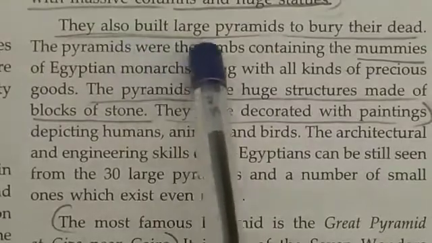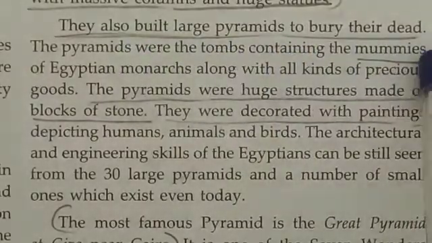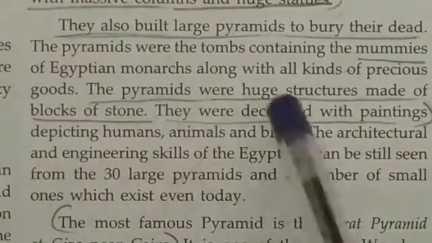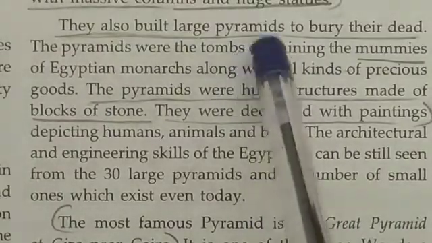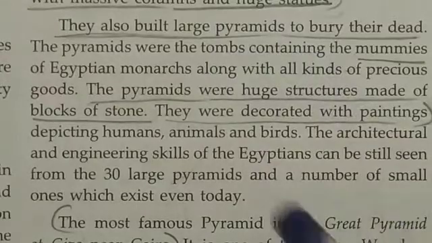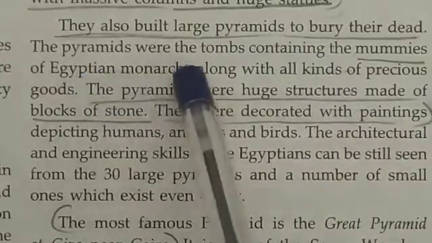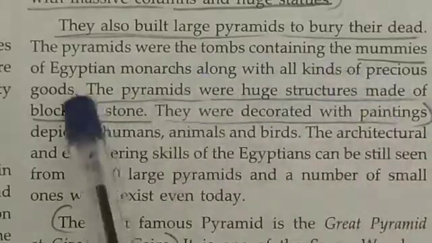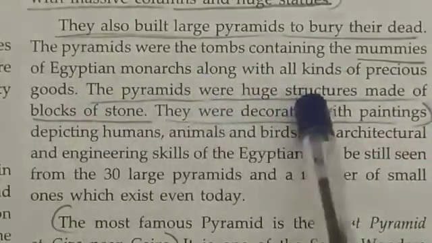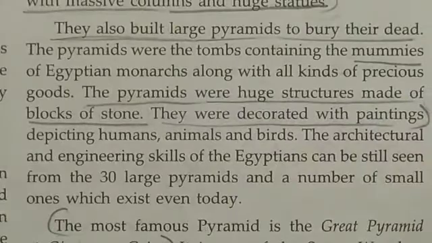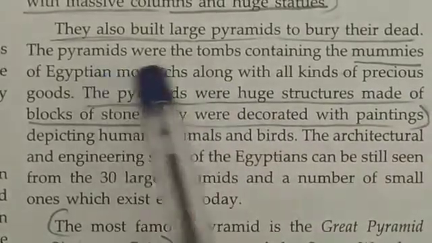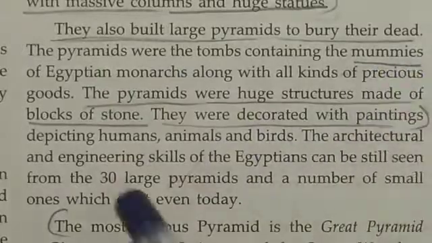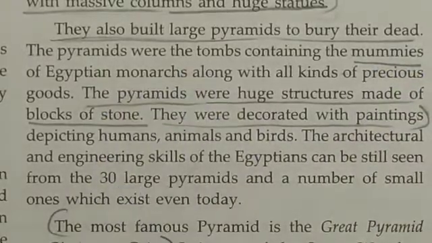They also built large pyramids to bury their dead. So apart from temples, the Egyptians built pyramids in order to bury their dead. The pyramids were the tombs containing the mummies of Egyptian monarchs along with all kinds of precious goods. They were burial tombs where the mummies of Egyptian kings and queens were buried.